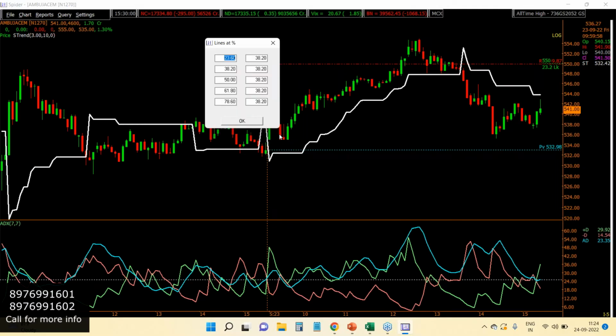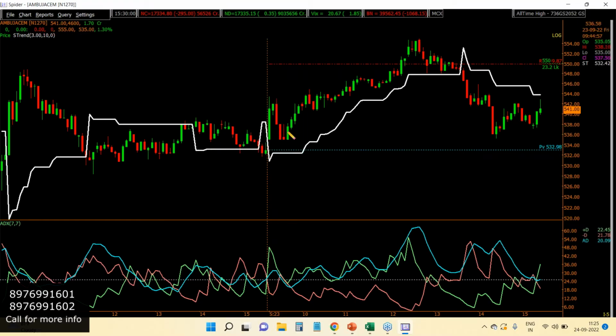How will you do it? You will just have to press R, then this particular window will pop up here. You have to type the levels. I will be typing the levels out here. Then from the low of this particular candle, you have to draw the retracement to the high.